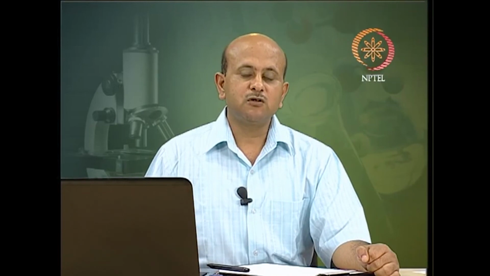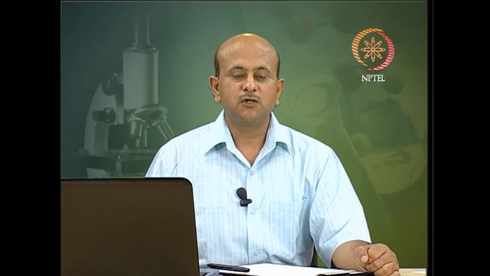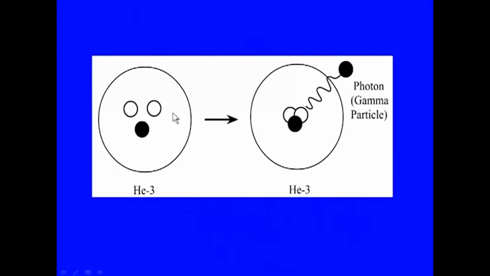Gamma ray emission is frequently accompanied by alpha or beta particle emission, so it might change the atom. But emission of gamma radiation in itself does not change atomic mass or atomic number, because it does not carry any mass or charge. Gamma radiation has very low ionizing power, but it is highly penetrating because of its speed. This is a typical figure where He-3 is in a higher state, and when it comes back it emits gamma radiation or a photon.